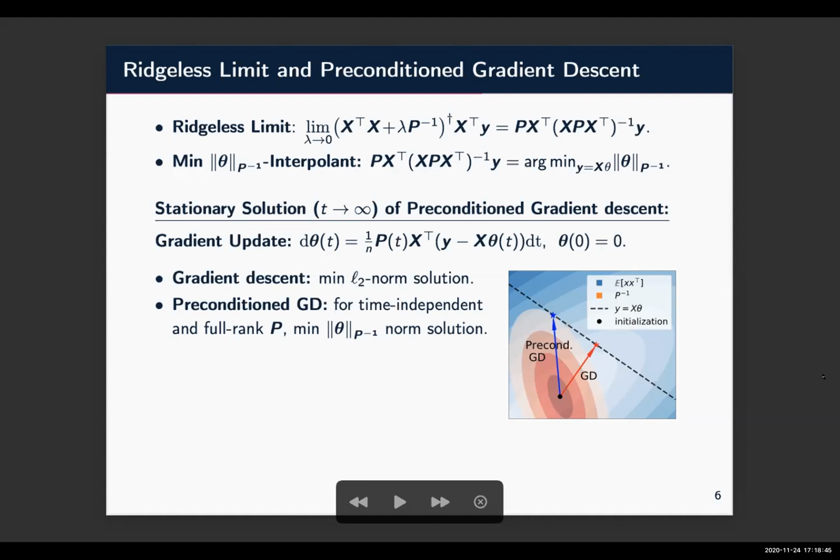And I should comment that we're allowed to restrict ourselves to fixed preconditioners because the least squares setting is very simple. So the Hessian and the Fisher information matrix are both time invariant. But the drawback here is that we can't really say much about adaptive methods like Adagrad and Adam.